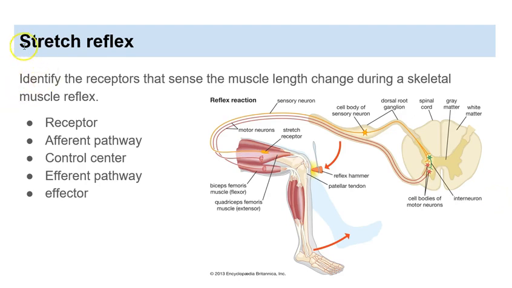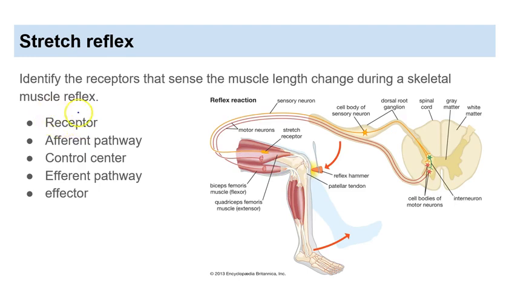Let's focus on the stretch reflex. The stretch reflex was one of the activities we did in our last lab. So you should know the stretch reflex components, which are receptor, afferent pathway, control center, efferent pathway, and effector. At first, we need the stimulus by tapping with a reflex hammer on a tendon to quickly stretch the muscle length. We are kind of letting the receptor know something is happening.